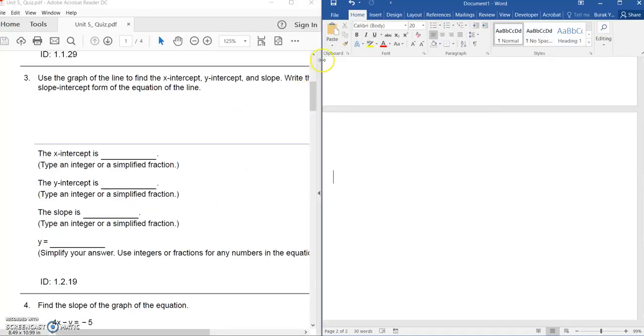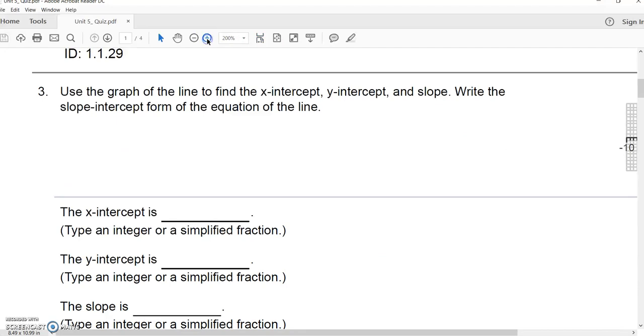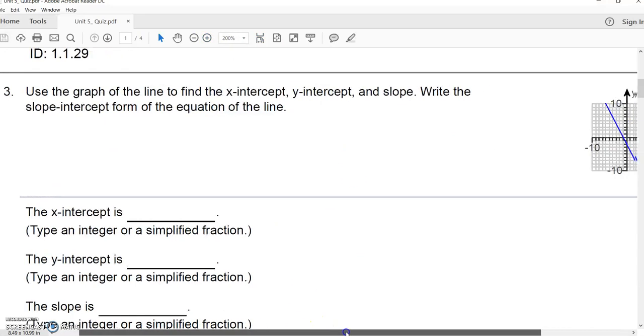Okay, so number 3, we're given a graph, and from this graph we're being asked to find the x-intercept, y-intercept, slope, and the equation of this line as y equals. So let me make this bigger because I can't quite see the graph.